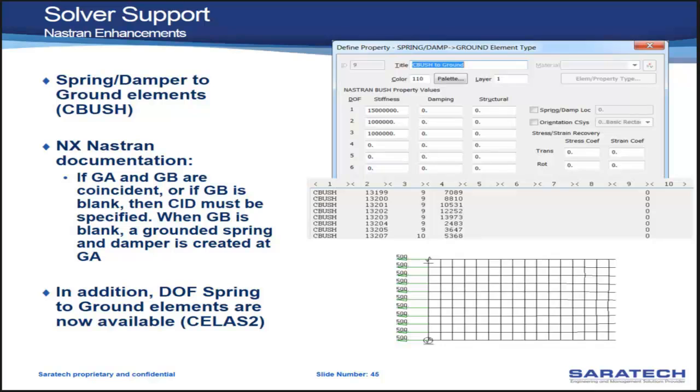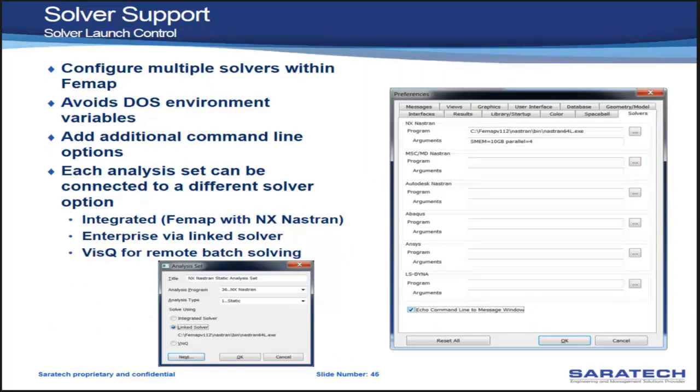Some small additions: they have added a spring damper to ground element. Again, in Femap 11.2, this was not available. If you wanted to ground anything, you would have to create some arbitrary node and attach your element to that. Now they've just added the option to do it with fewer clicks, so you can just select it to be a spring damper to ground element, and you don't have to create an extra node in order to do that.